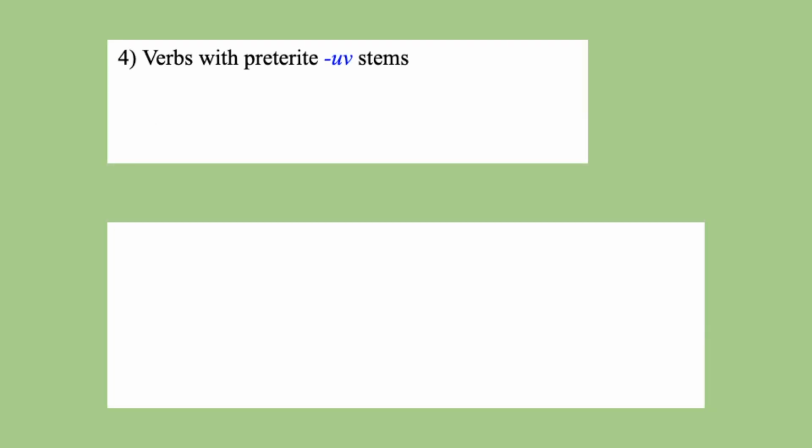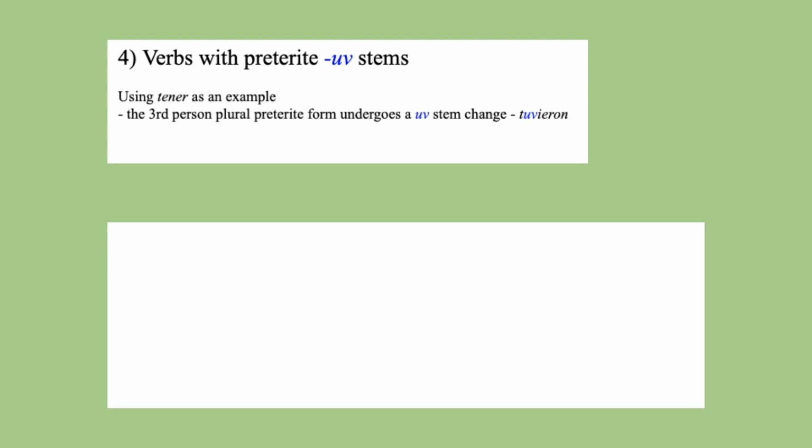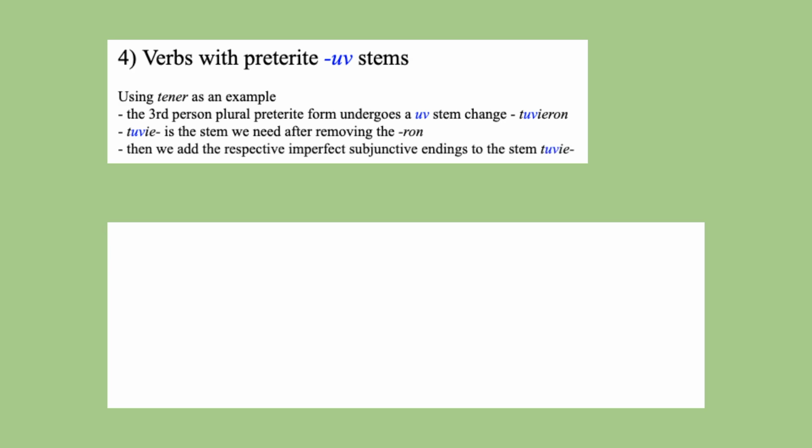Next are verbs with preterite UV stems like tener. So in the third person plural preterite form, tener is conjugated as tuvieron. We remove the ron and obtain the stem tuvie. To this stem, we add the imperfect subjunctive endings.